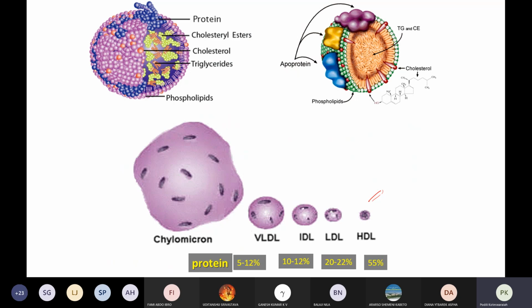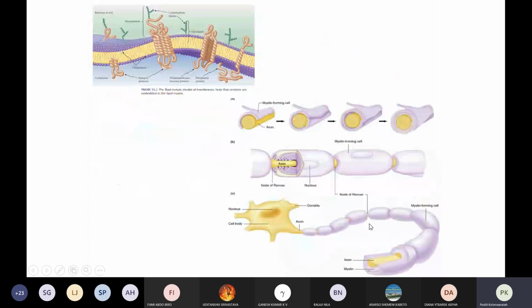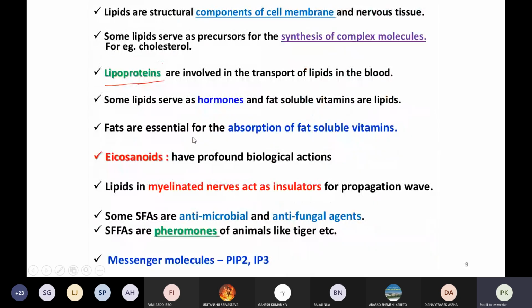the transport of the lipids from extrahepatic tissues to the liver for the degradation. And also LDL transport the lipid from the liver to the extrahepatic tissues. And in addition to this, some lipids are, as I already said, that they serve as hormones.